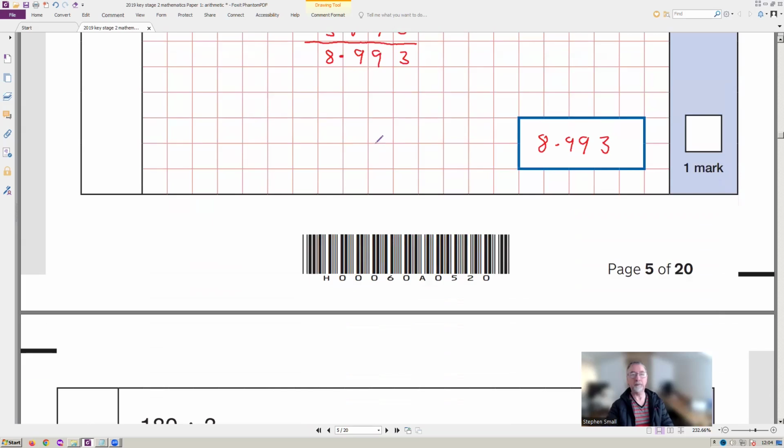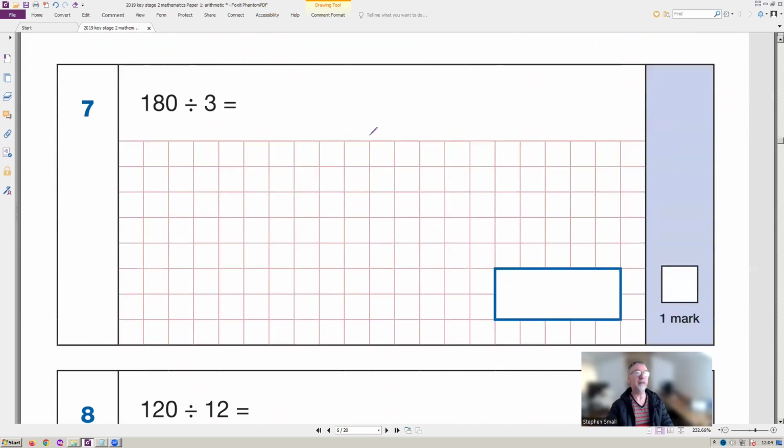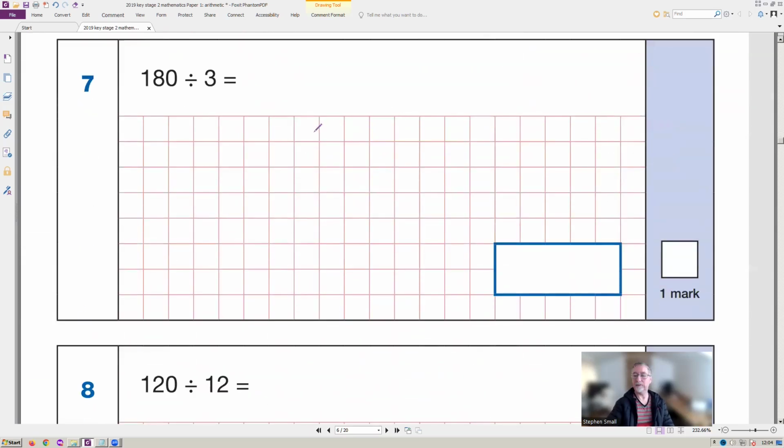What are we doing? All right, we're 6 questions in. We've used about 4 minutes so far by the looks of it. 180 divided by 3. So we're going to use the bus stop method for this. Of course, we can see that 3 goes into 18 quite easily, but never mind. 180. And I'm going to be very laborious.